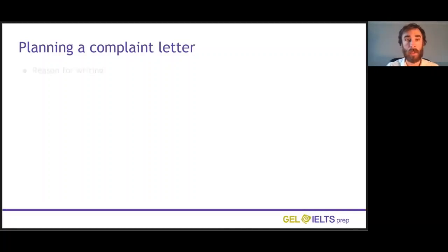For your first paragraph, the reason for writing, this sentence needs to be really good. In fact, it's probably the most important sentence of your letter because it makes it clear what the purpose of the letter is. So in your planning time, I would recommend practicing this sentence and getting it right.